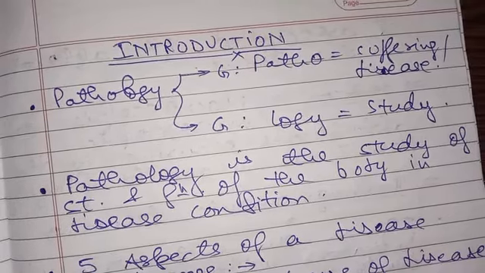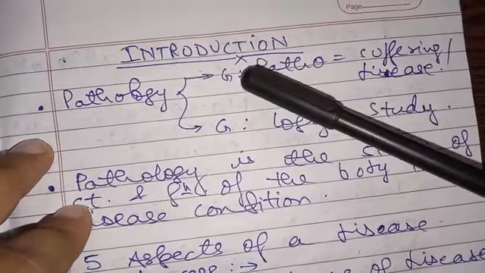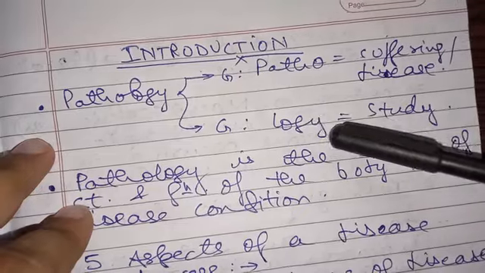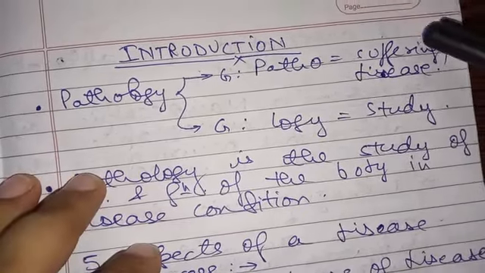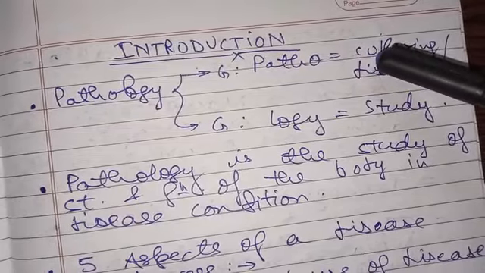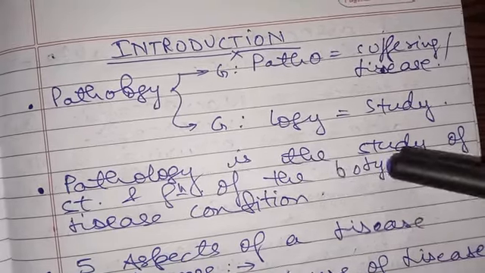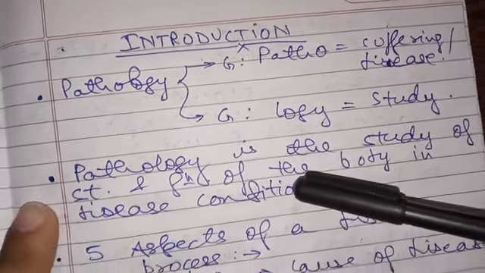Okay, so introduction to veterinary general pathology. Pathology is derived from two Greek words. First is patho and second is logi or logos. Patho means suffering or disease and logi means study. So simply we can define pathology as the study of disease, but we can also define pathology as the study of structure and function of the body in disease condition. Okay, that is called pathology.